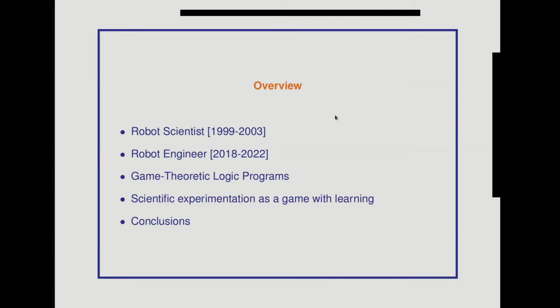In order to deal with the problems of the second, I'm going to be proposing a variant of logic programs. These are explicit logical descriptions that can be used for theories, but include a game theoretic element, which means you're using decision theory, which is good for optimization, and you're also treating a sequential process that is analogous to playing a two-person game. I'll tell you a bit about that, and then about what scientific experimentation as a game with machine learning means, and conclude.